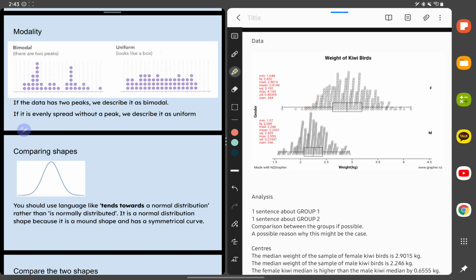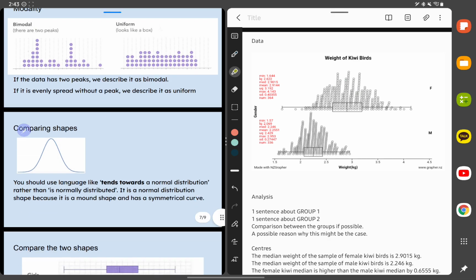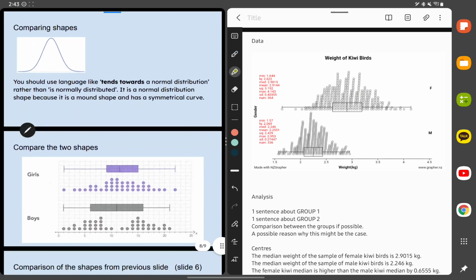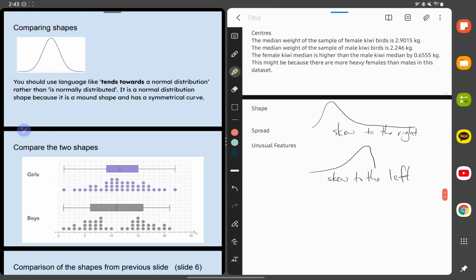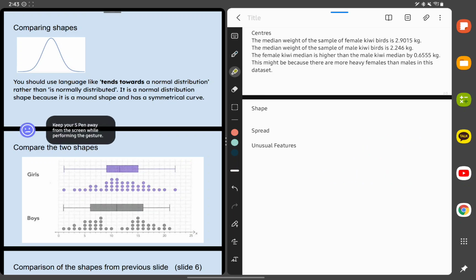So we have to be happy with some amount of inconsistency with things like this. We're still happy that it generally looks like a normal graph. So that's the language we're using. Let's have a look at that language and write our sentence, well, the sentence for this example anyway, the kiwi bird weight example.